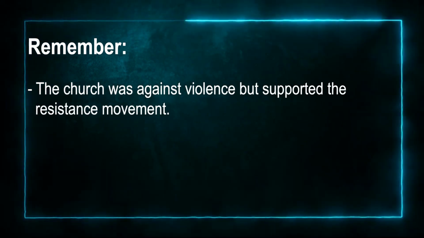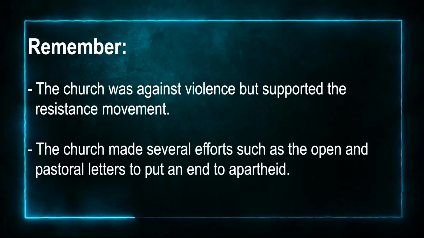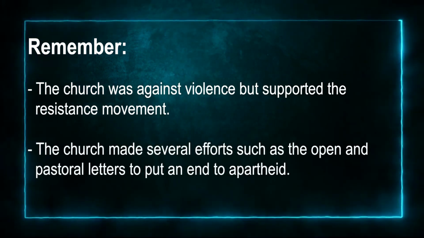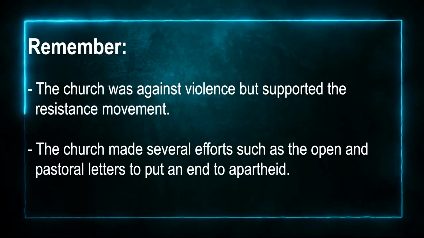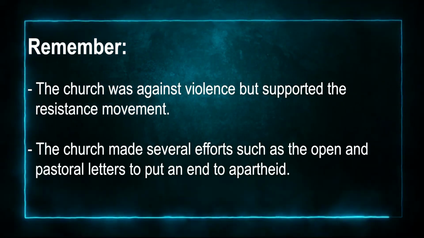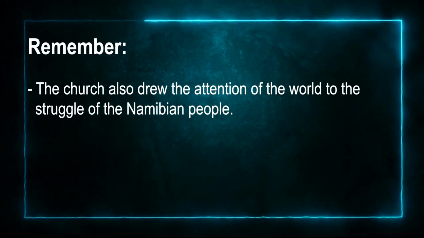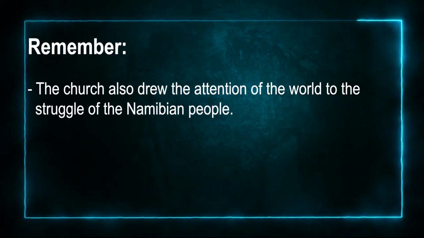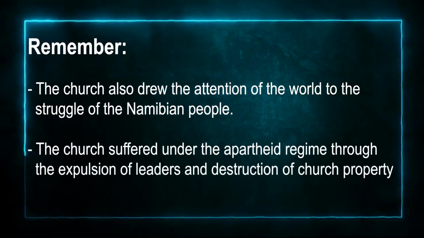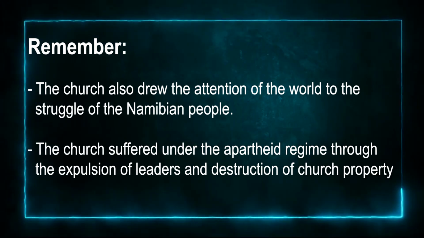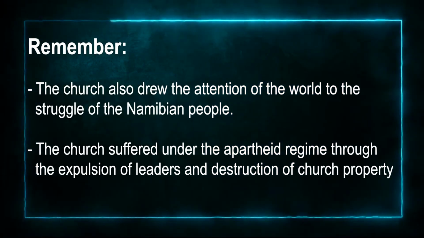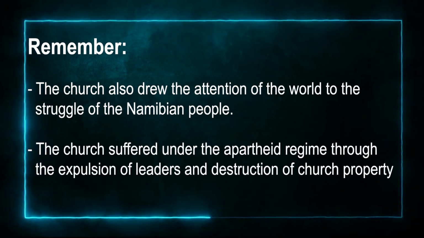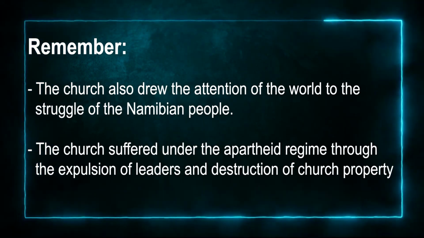Remember, the church was against violence but supported the resistance movement. The church made several efforts, such as the open and pastoral letter, to put an end to apartheid. The church also drew the attention of the world to the struggle of the Namibian people. The church suffered under the apartheid regime through the expulsion of leaders and destruction of church property.